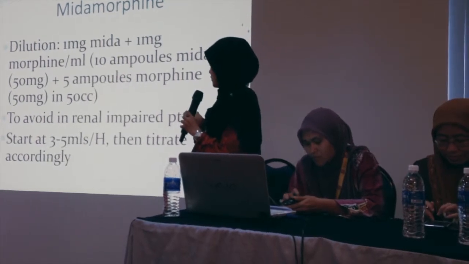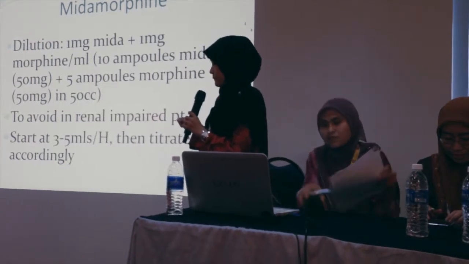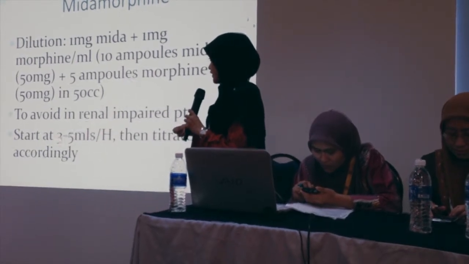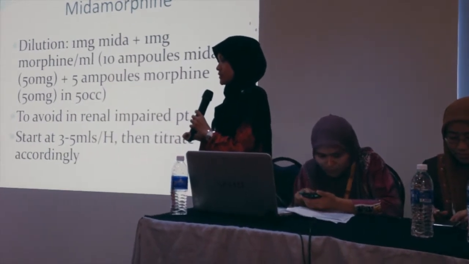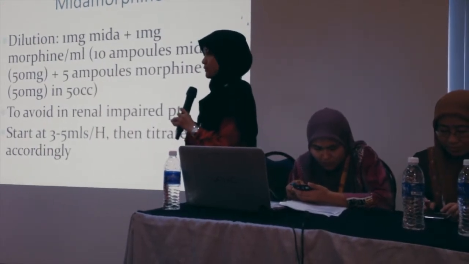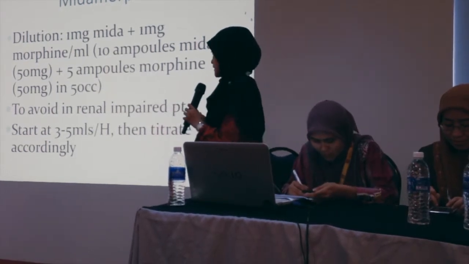Alright. Midamorphine you have to avoid in renal impaired patients. This is according to the ICU protocol. Use 3 to 5 ml per hour, and this will also be titrated accordingly, depending on how deeply you want to sedate the patient. For a normal patient, you can keep them by the RAS score. This is the example of morphine. In our hospital the ampule is different, but basically the dilution is the same, 10 milligram per ml.